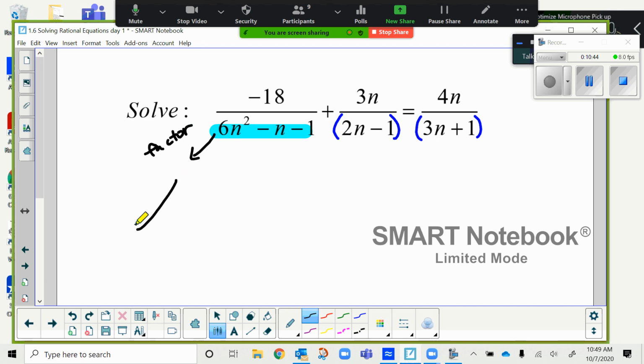So I start with my cross thingy. What multiplies to AC and adds to B? So AC is 6 times -1. So that's -6. And B is -1. So think in your mind which two numbers multiply to -6, add to -1.